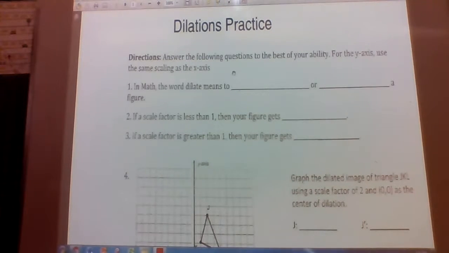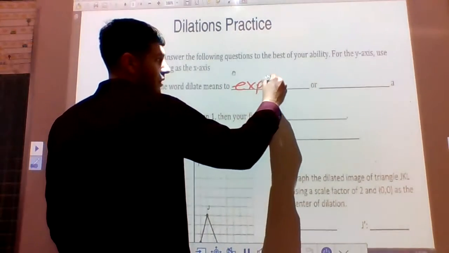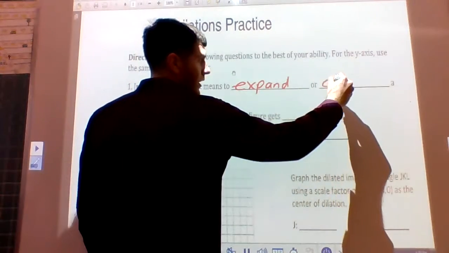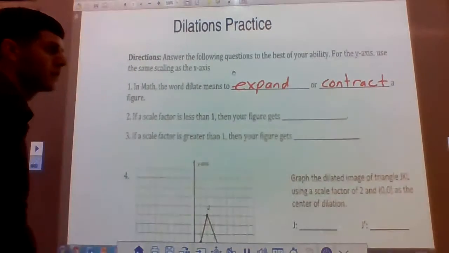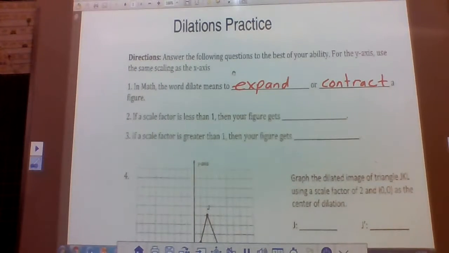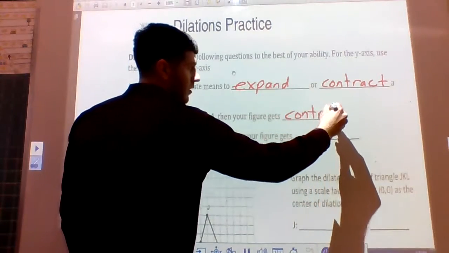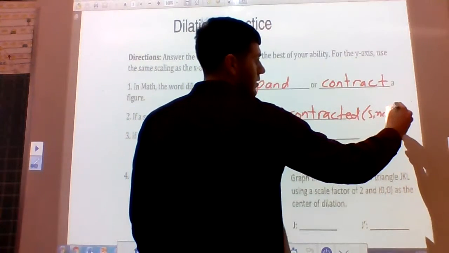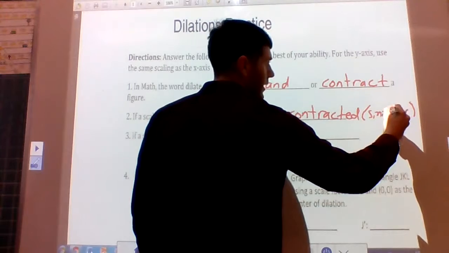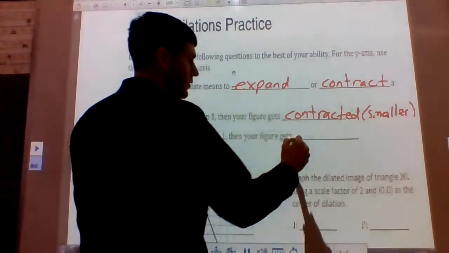Okay, so in math, the word dilate means to expand or contract. If a scale factor is less than one, then your figure gets smaller, so it gets contracted, or smaller, closer together, more compact. If the scale factor is greater than one, then your figure gets expanded or larger.